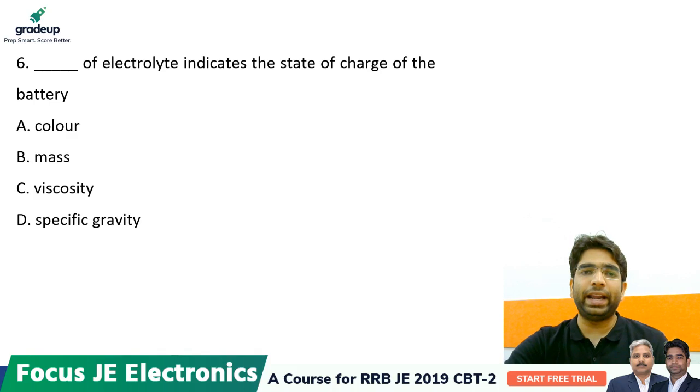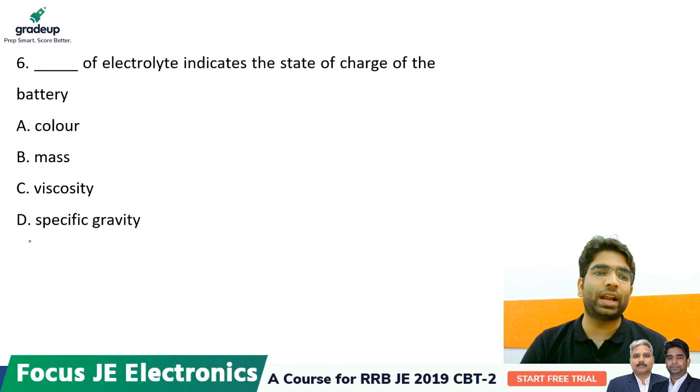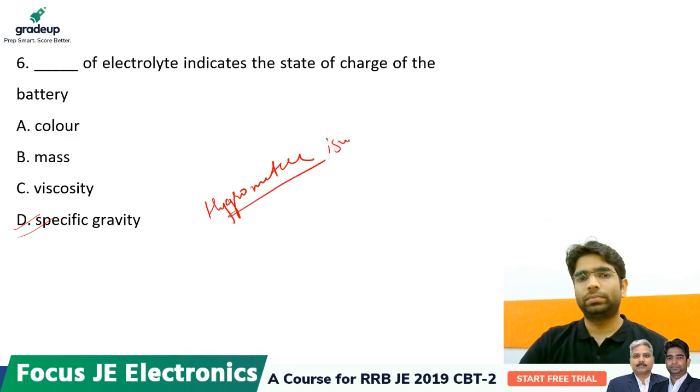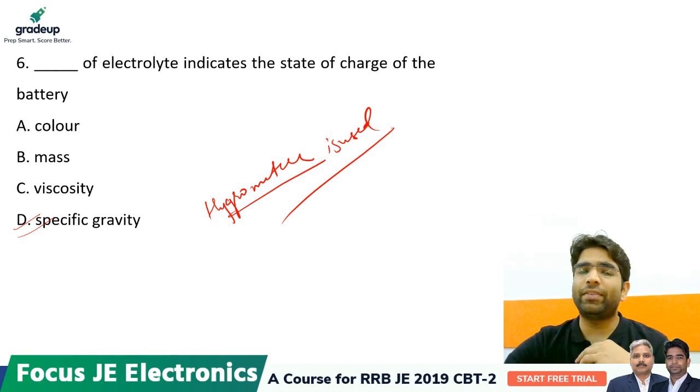The color of the electrolyte indicates the state of charge of the battery. Can you say by seeing the color of the electrolyte whether the battery is charged or discharged? By mass, by viscosity? Color. Okay, confidently saying color, but it is a wrong answer. It is specific gravity, and to measure specific gravity, a hydrometer is used. So the specific gravity of the electrolyte measures the state of charge of the battery.